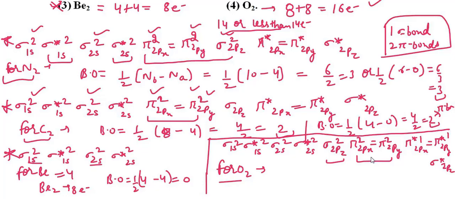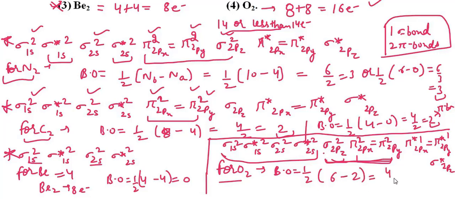See here, the outermost electrons are in sigma as well as in pi. When we consider the bond order here, it is half of the number of electrons in bonding, which is 2, 4 and 6. We are not considering the inner shell configuration here; outer orbitals are considered for the calculation of bond order. 2, 4, 6 minus 2 are anti-bonding. This star indicates the anti-bonding one. So 4 by 2, the answer comes out to be 2.